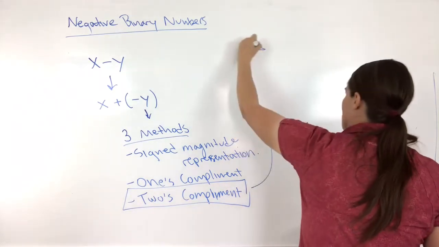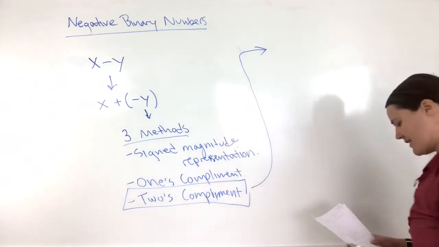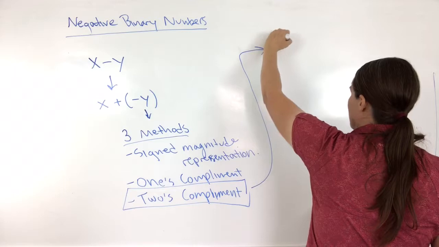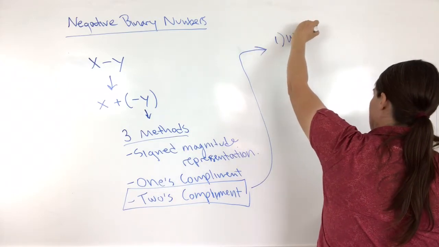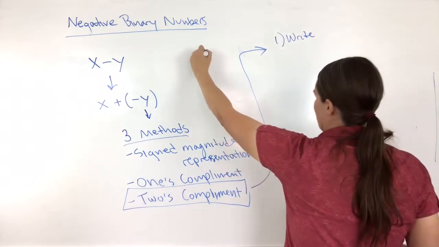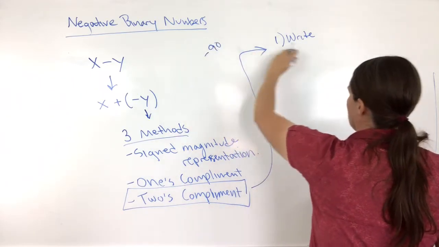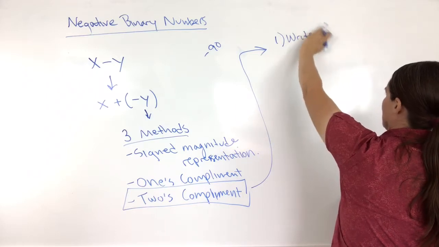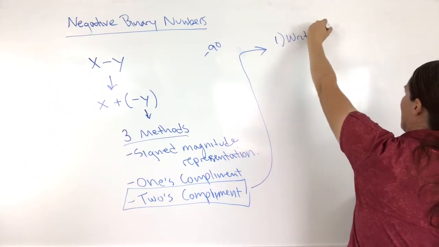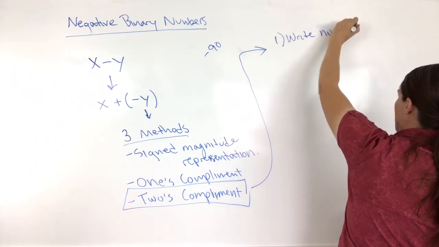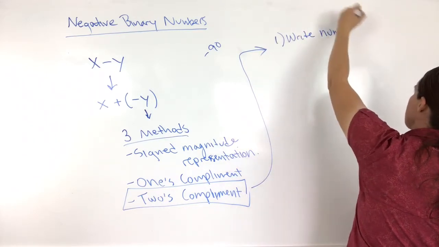So for the twos complement, it just involves three steps. First of all, you write your number in binary. So the positive number in binary. Let's say we have negative 90, we would write 90 in binary. So the positive version of the number.